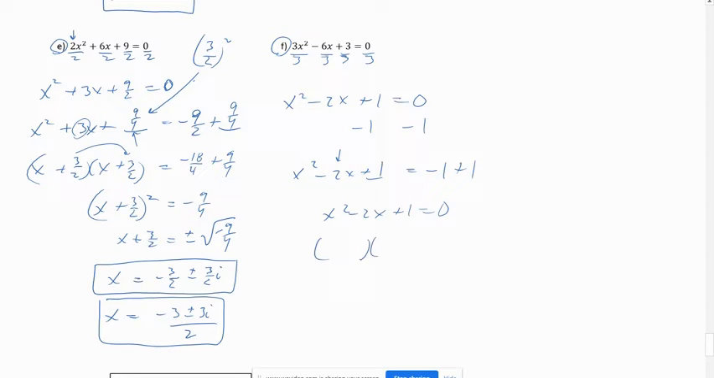That's because this is already a perfect square. It's x minus 1 times x minus 1. So x minus 1 squared equals 0. Take the square root of both sides. You get x minus 1 equals 0, so that means x equals 1.